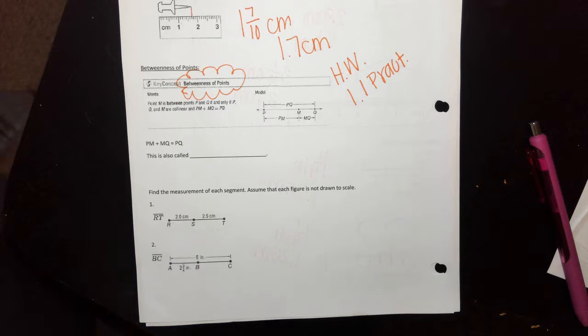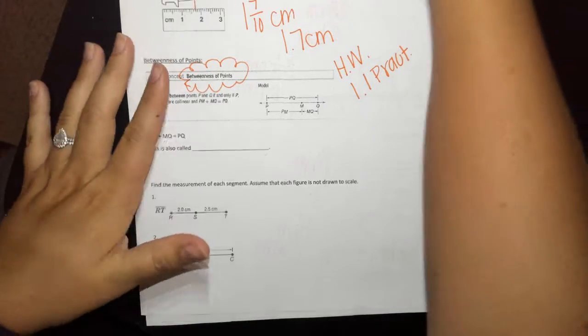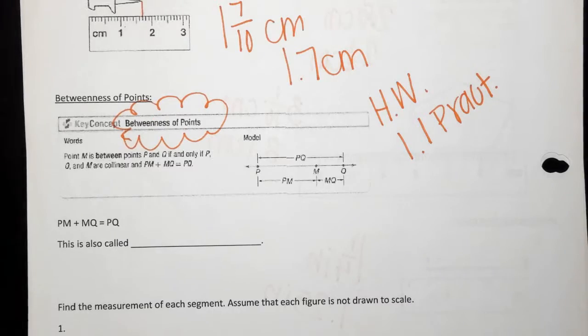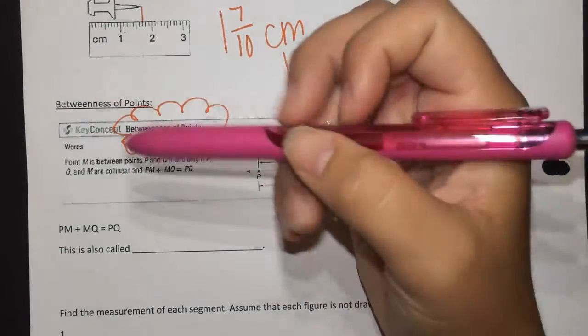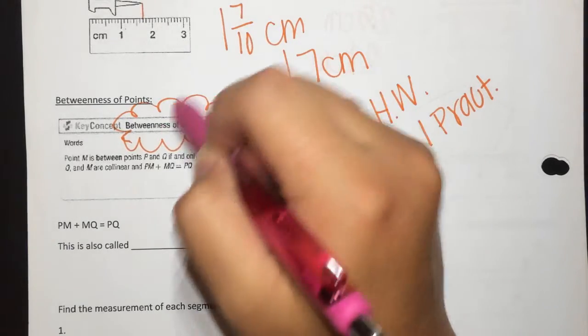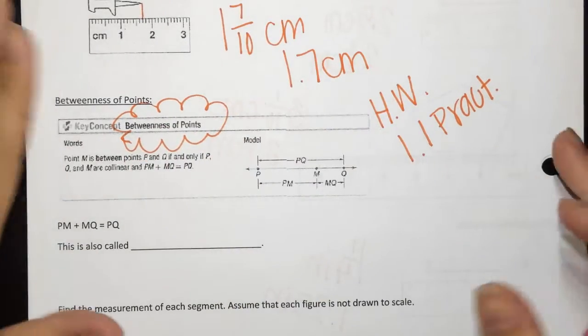Alright, so yesterday we did the first section of 1.2. Now we were just measuring using the little rulers that were provided. So today we're going to start right here. It's on the second page on the back. So yesterday I started to tell you about betweenness of points.